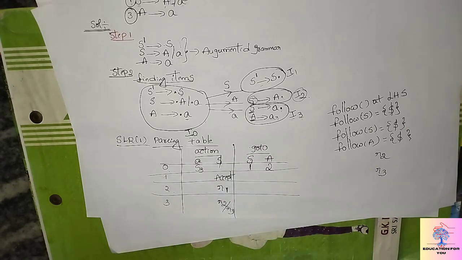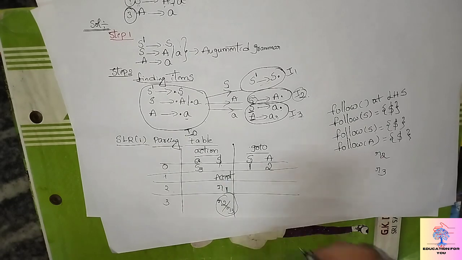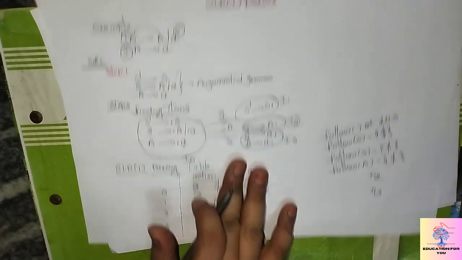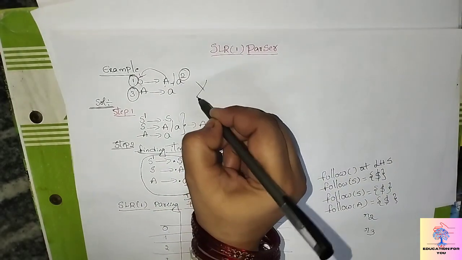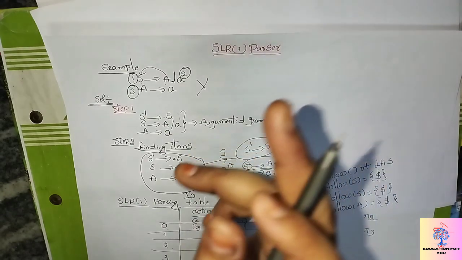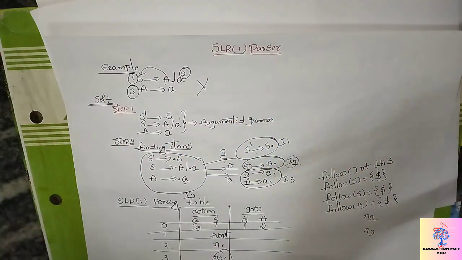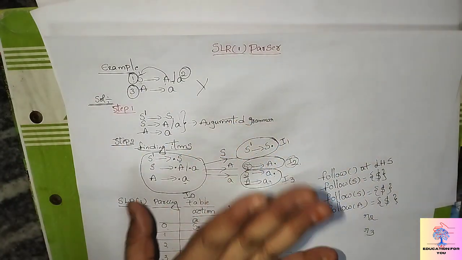Now you have to check whether a single cell in this parsing table has one or more entries. Yes, you are getting two reductions here in a single cell. So now you can say that this grammar is not an SLR(1) grammar. Okay, hope you understand. Thank you.